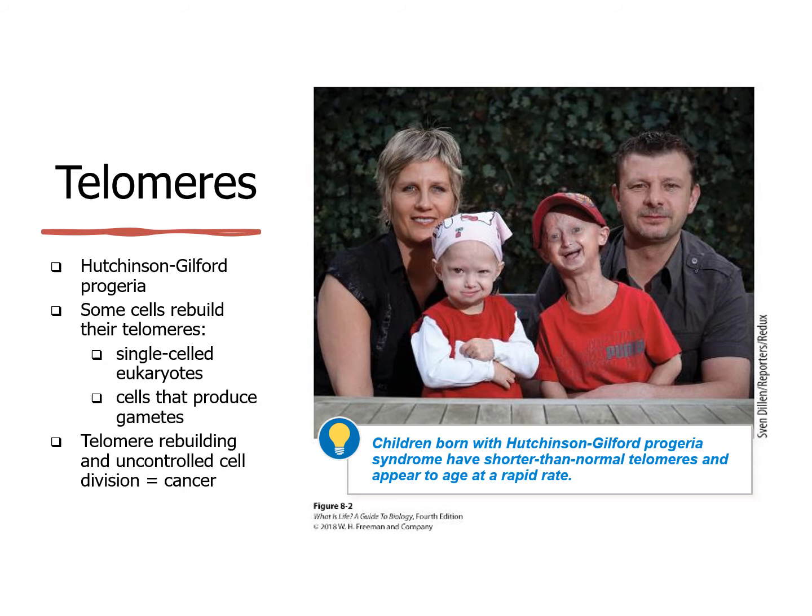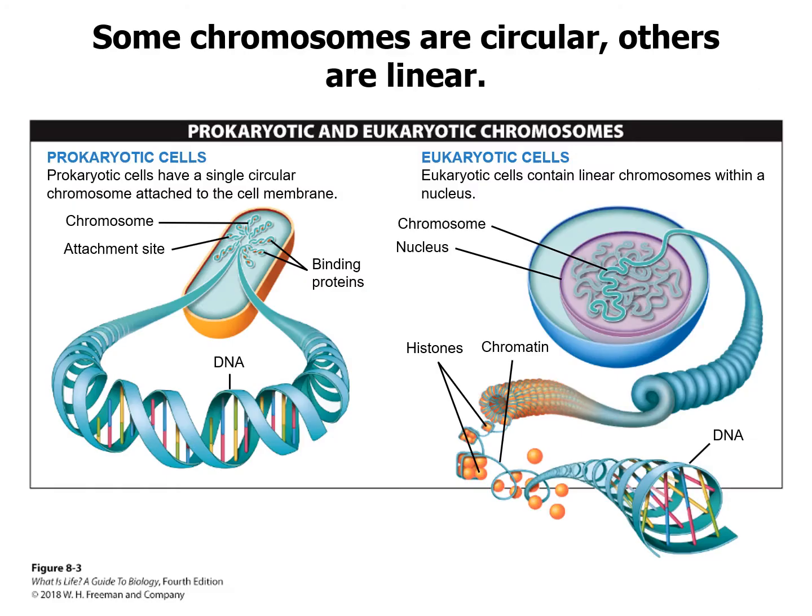Some cells are able to rebuild their telomeres. Examples of that are single-celled eukaryotes, like yeast, and cells that produce gametes. So those are those sex cells. And telomere rebuilding at an uncontrolled rate of cell division, that is what we call cancer. And we'll talk more about cancer later in this lecture.